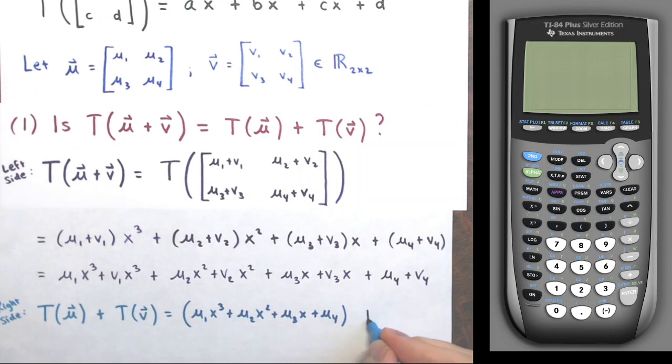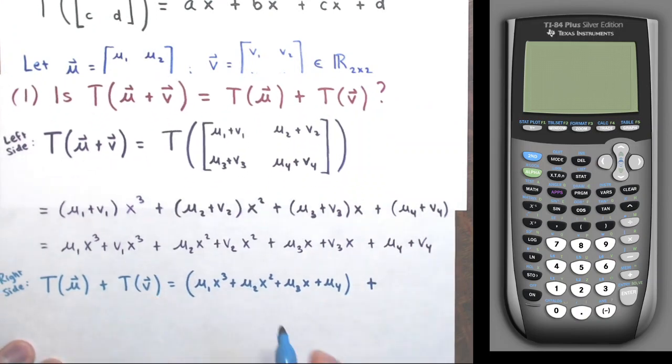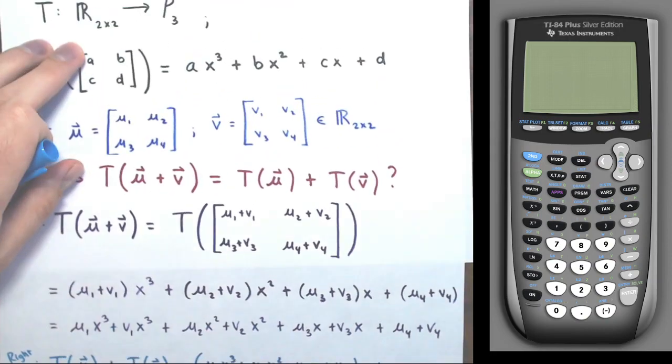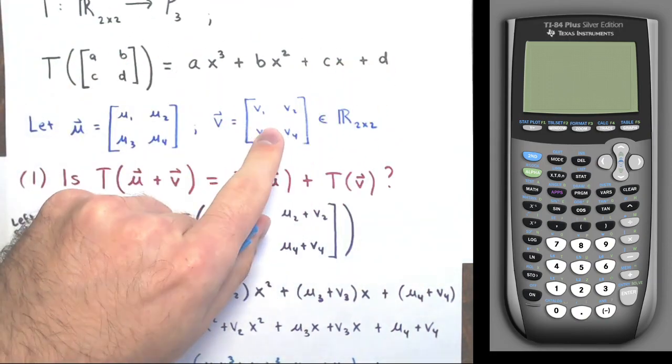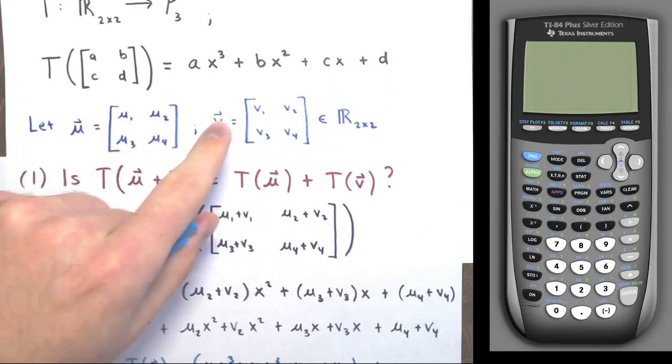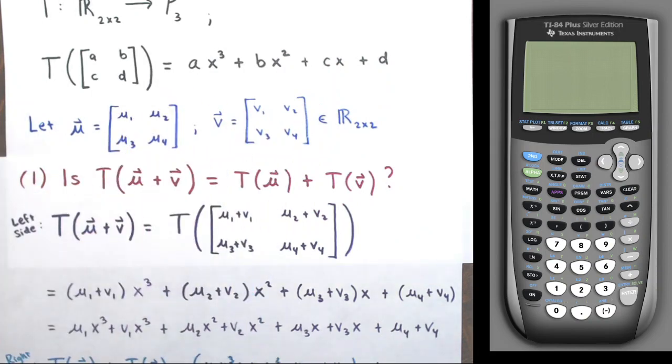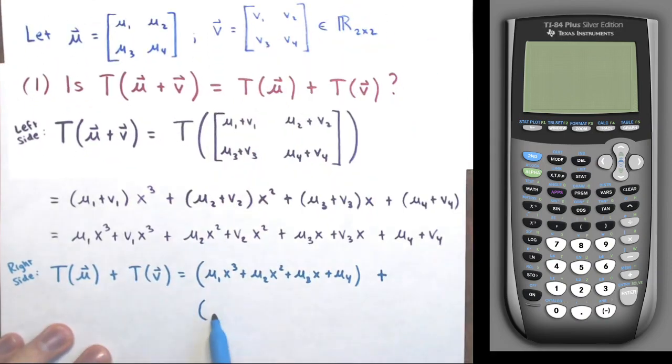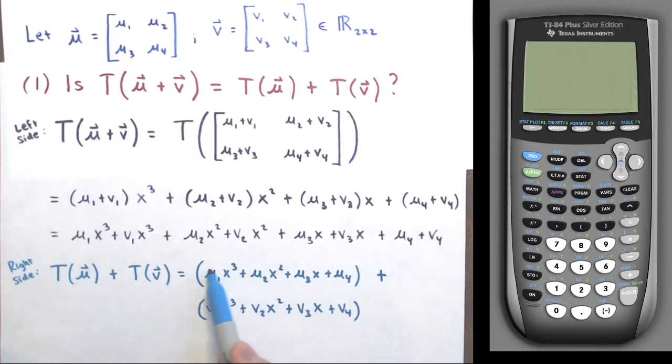And then this is being added to T of v. Now T of v, same thing. I'm applying the same rule here to vector v. So v1 would be the a, v2 would be b, v3 would be c, and v4 would be d. So T of v, again in this set of parentheses, I'm replacing it. I like to put parentheses around what I replace. It would be v1 times x cubed plus v2 times x squared plus v3 times x plus v4. And really, there's no need for the parentheses here because there's nothing to distribute other than the number 1. So just imagine this without the parentheses, because they're not necessary.